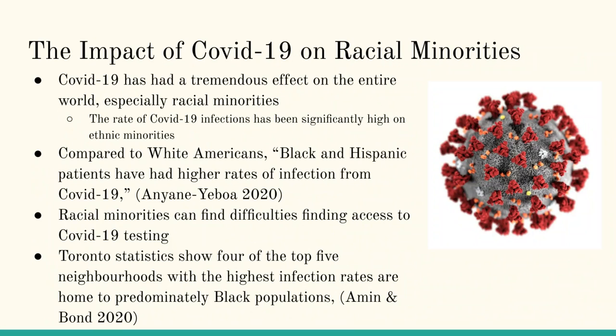With limited access to COVID-19 testing, this can result in individuals being unaware that they are infected with the disease, which can result in them actively passing it on to others, which ultimately increases the number of infected citizens. Research done in Toronto has shown that 4 of the top 5 neighborhoods with the highest infection rates are each home to a population of over 60% minorities and where 19% of the population identify as Black. With this, we can recognize that minorities are at a higher risk for this virus and are being impacted severely by this virus.